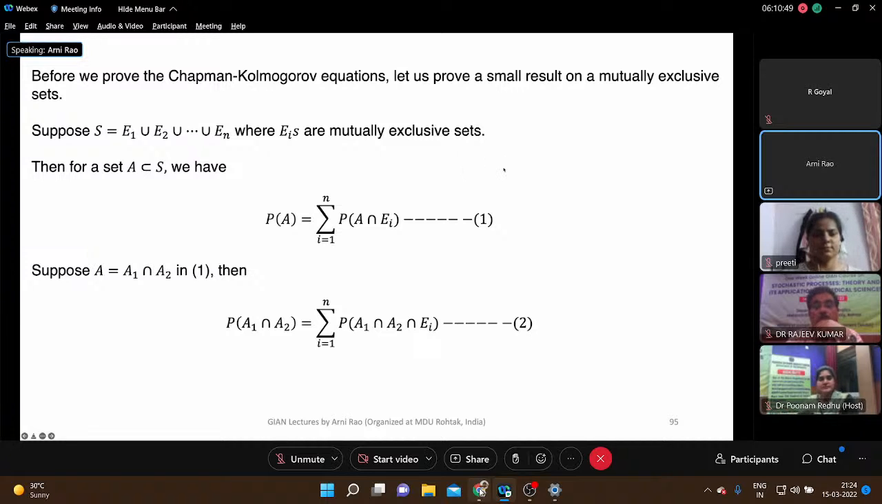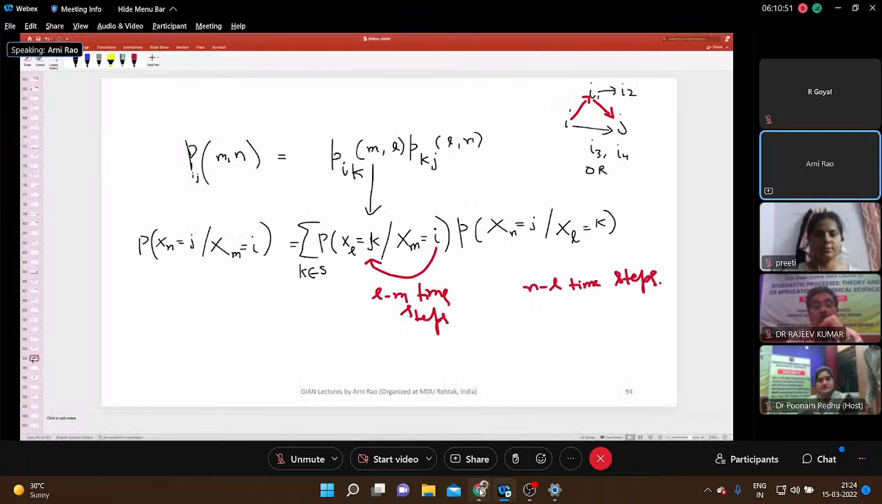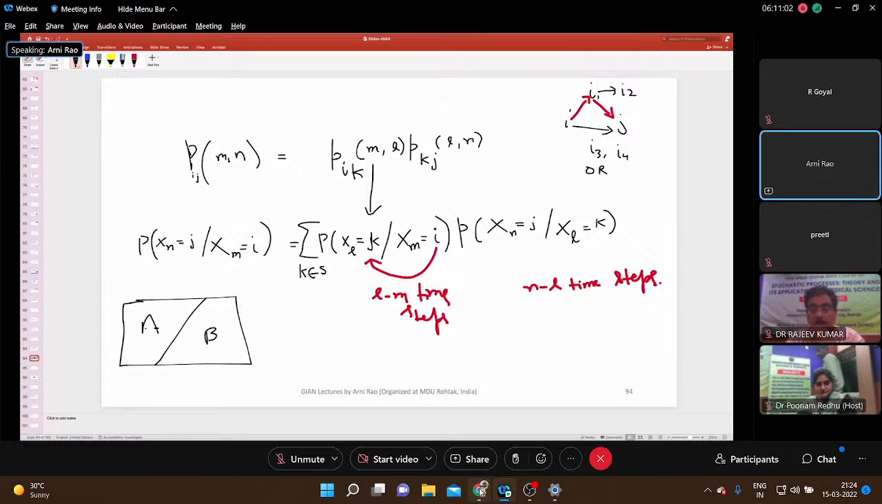mutually exclusive. That means here, let me, in the previous slide itself, draw here. You take a space and you divide that into two pieces, A, B, two events. A and B are mutually exclusive. So your space S equal to A union B. A and B are mutually exclusive.